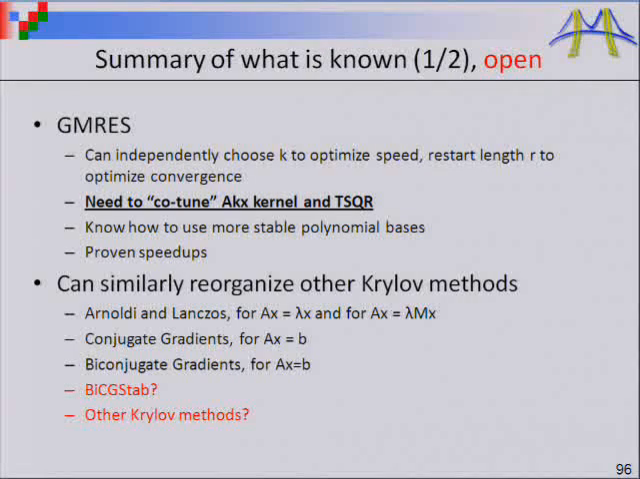So the tuning spaces have to be coupled. We know how to do this stuff for other Krylov subspace methods, like Arnoldi and Lanczos, which solve eigenvalue problems, and conjugate gradients. But there are a bunch of other ones that are still to be done, ongoing research, because there's an awful lot of them. Remember my decision tree. There are a lot of these methods. Haven't done them all yet.